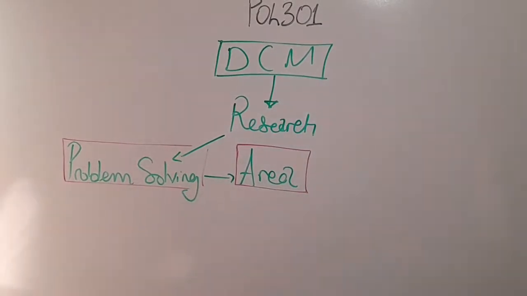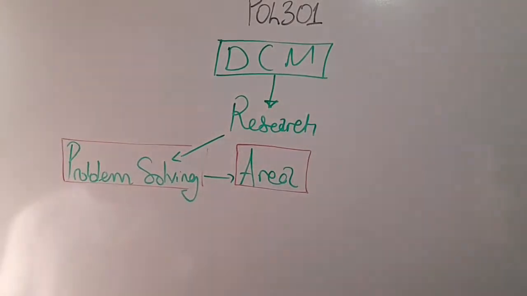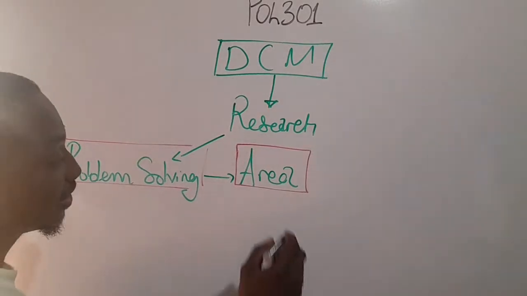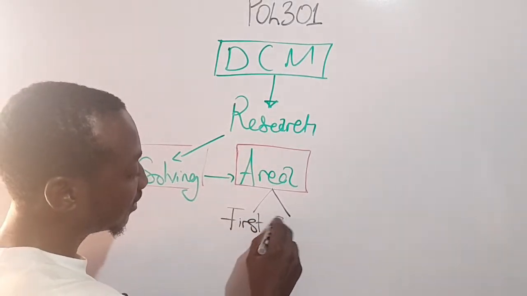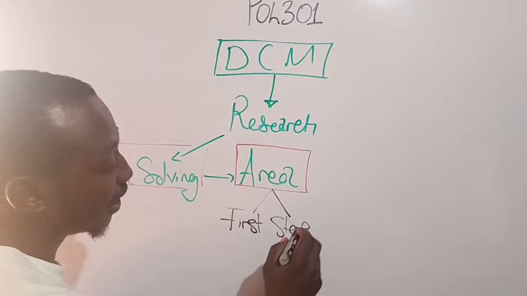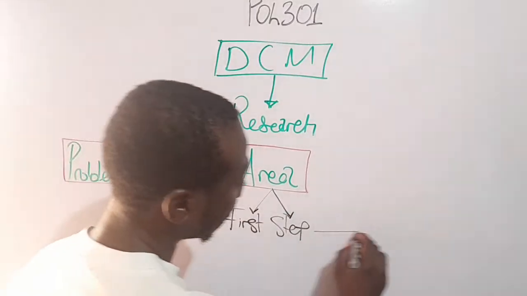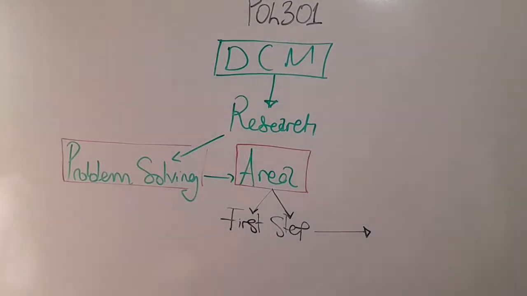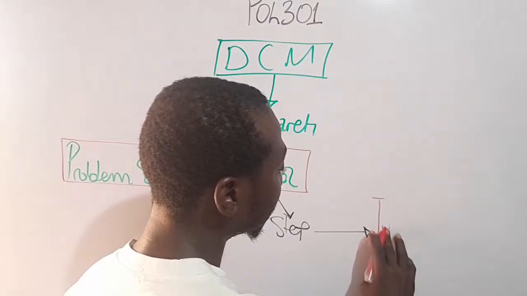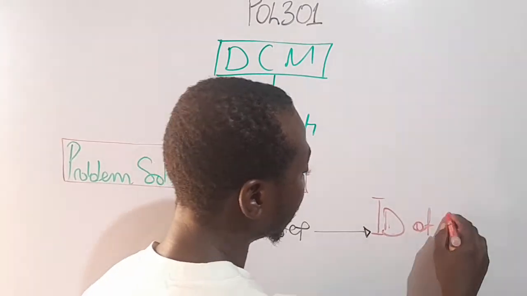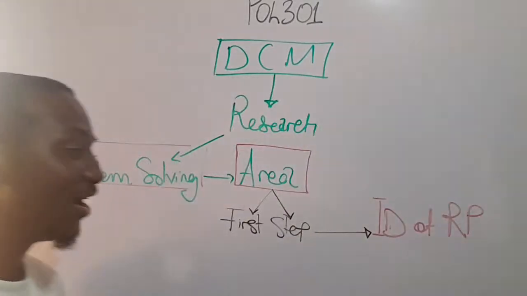So now the area for research is the first step towards the identification of the research population. When we talk about area, we are being made to understand that area is seen as the first step. The first step towards what? The first step towards the identification of the research population. Now, let me explain.